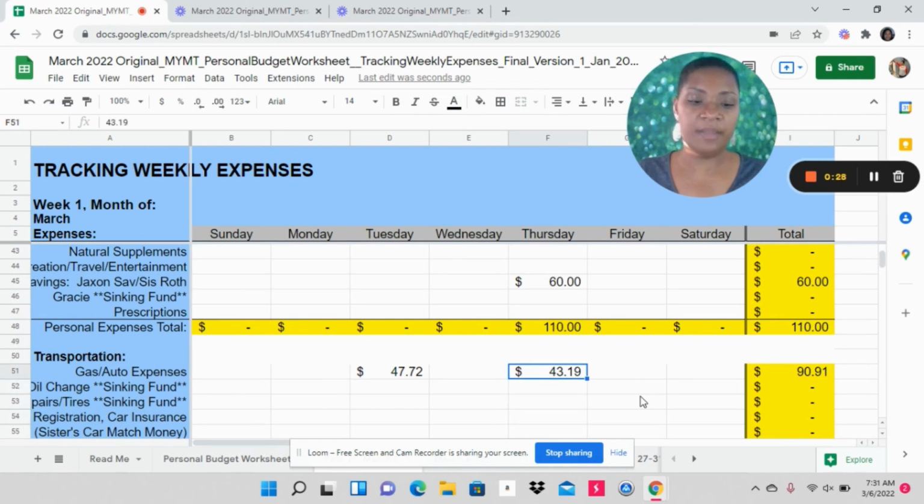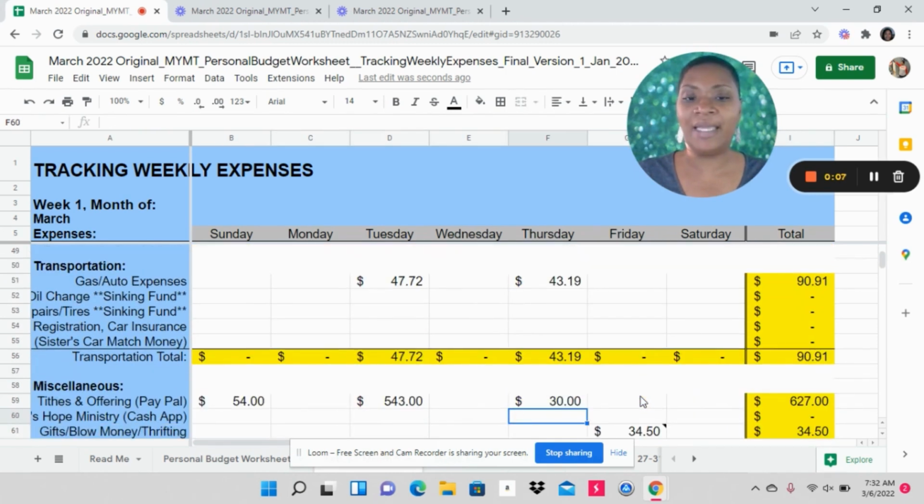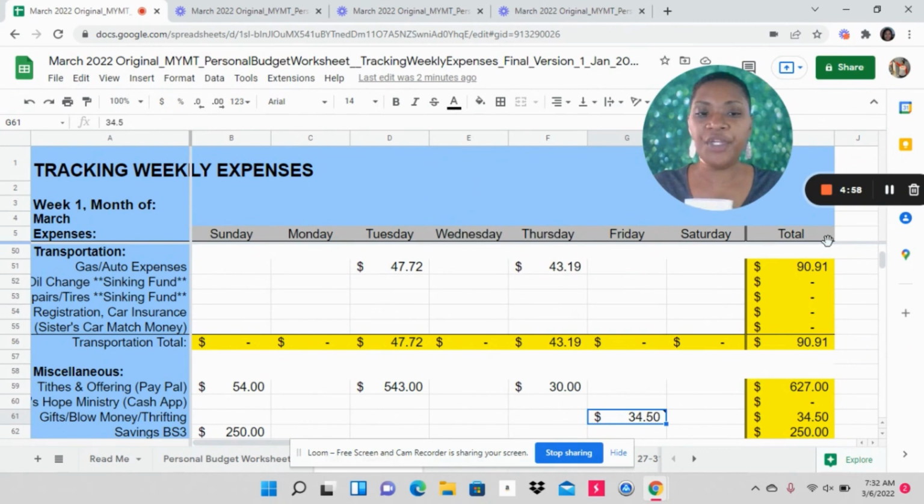Gas. Okay, can we talk about gas? Because this is like a lot. Gas, 47.72 on Tuesday, and then another 43.19 on Thursday. So where I had taken out that original $40, that's where it went for gas. And right now I'm a little bit over three quarters of a tank, but I'll be getting gas again. So $54 went to tithe, then 543, then $30 went to tithe, from 34.50.